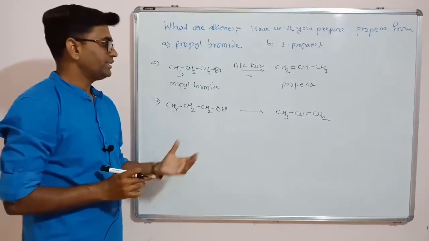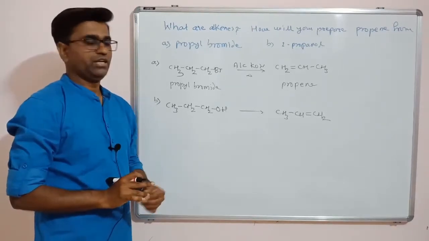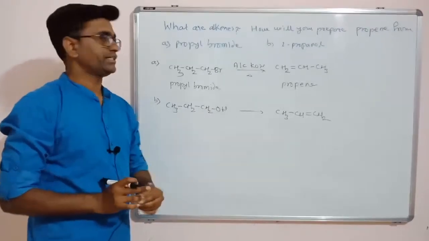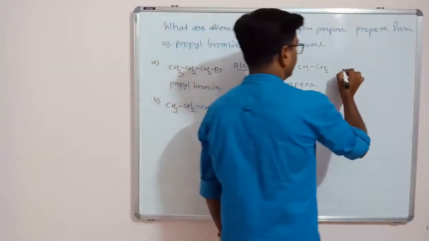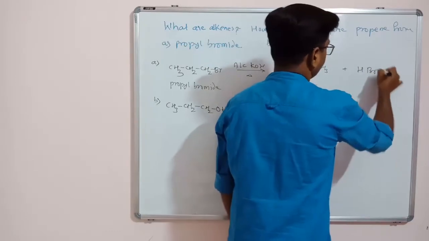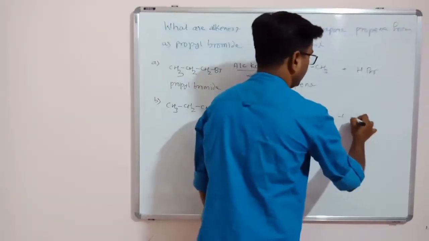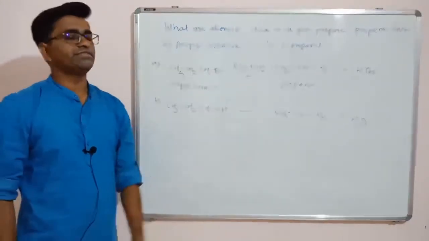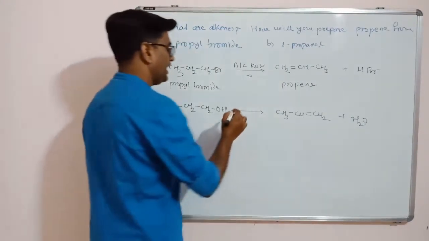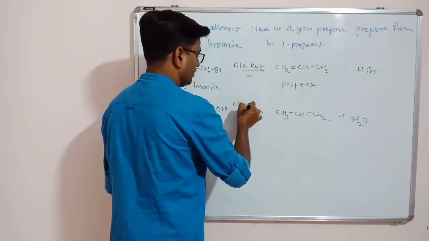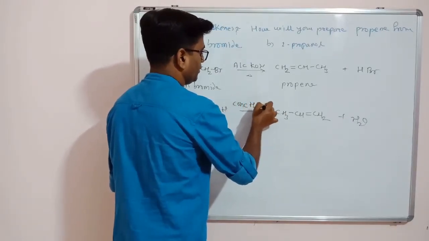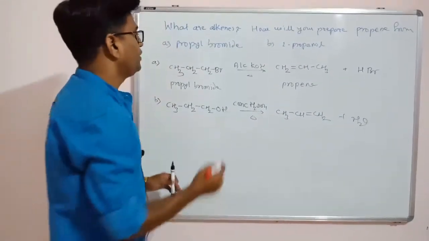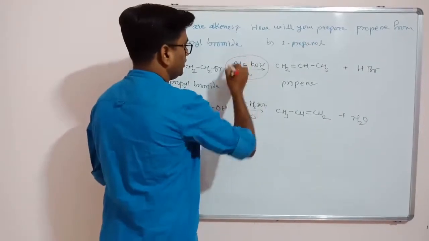Now again in this reaction there is elimination of OH and 1 H. So this elimination reaction is called a dehydration reaction, removal of water. The first reaction is a dehydrohalogenation reaction, removal of 1 hydrogen and 1 Br, so the byproduct is HBr, and in this case the byproduct is H2O. So dehydration reaction. Then what is the reagent for a dehydration reaction? For dehydration you have to give a reagent like concentrated H2SO4.